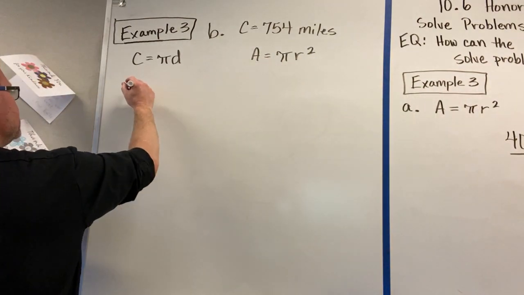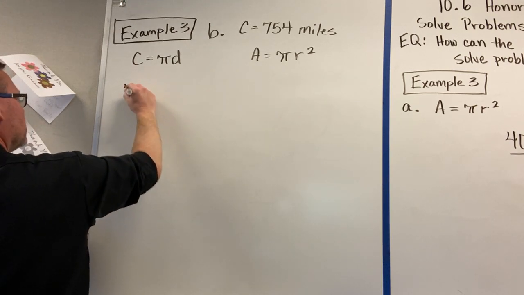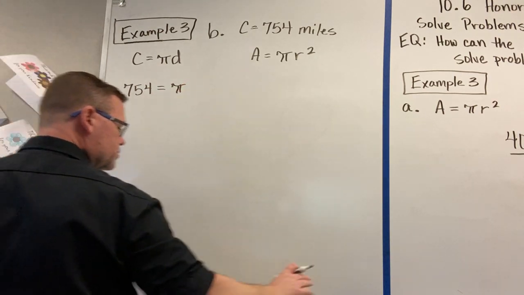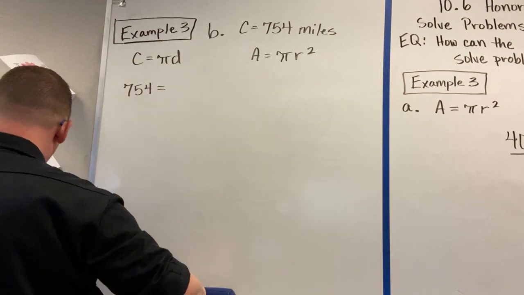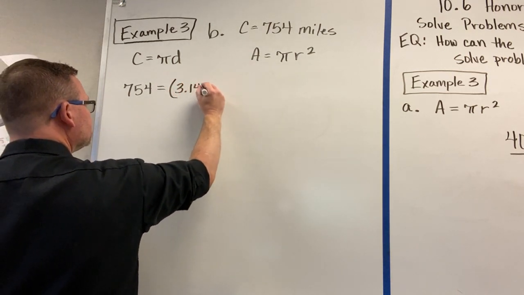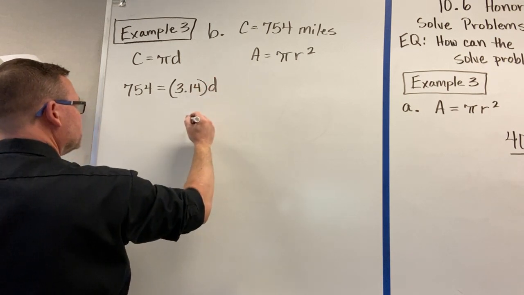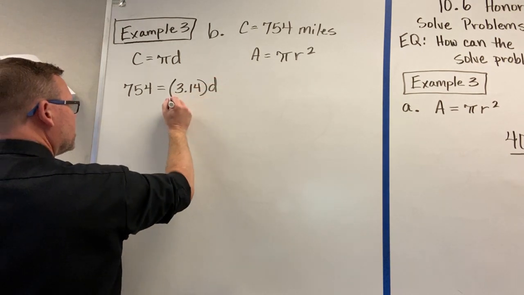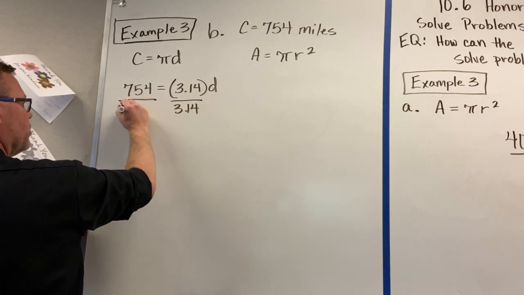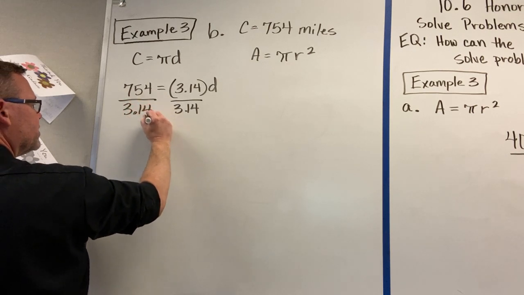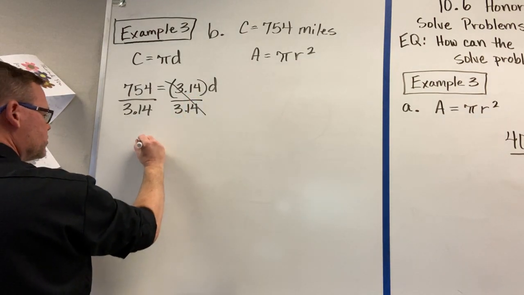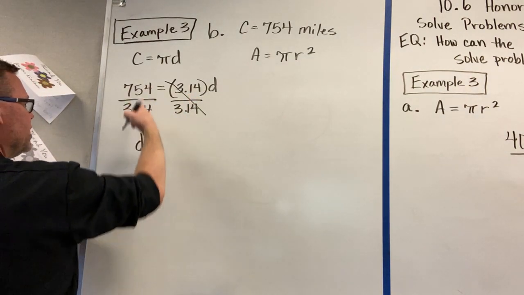So in other words, I substitute the 754 in for the circumference. This equals pi, and I should substitute 3.14 in for pi, right? 3.14 multiplied by the diameter. Again, we are isolating the diameter, so I divide by 3.14. But I need to balance the equation, which means I need to do it on both sides. 3.14 over 3.14 is gone, right? Anything over itself is 1. 1 times d is d. I'm going to switch this around again, so the diameter would equal this.